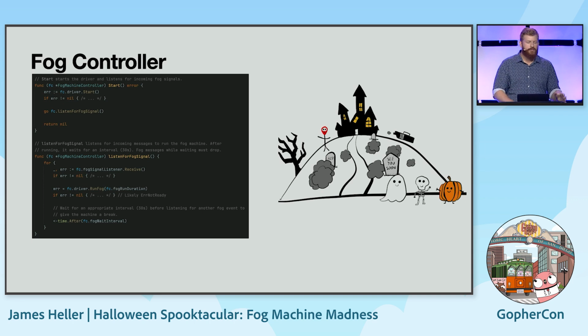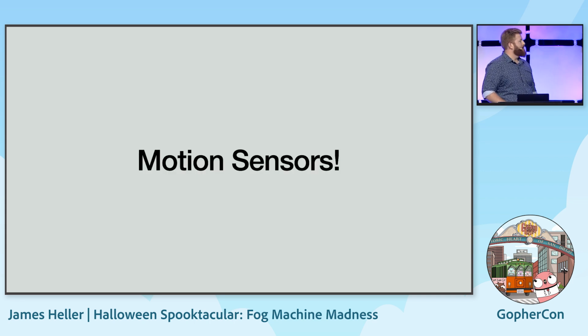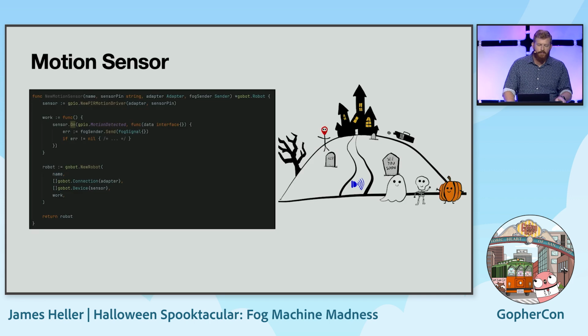So we know how to control the fog machine, but we still need to detect nearby trick-or-treaters. And the way that we do that, as Angelica would love, is motion sensors. Looking at the motion sensor code, fortunately, GoBot has a built-in driver. So all we have to do is instantiate that motion sensor driver, define a work function, and return the GoBot robot. If you look at the work function, that's where the magic happens. We wait for a motion-detected signal, and when that signal on the sensor triggers, we then send a fog signal. And that signal goes from the motion detector down at the bottom of the hill all the way to the fog controller up at the top. And we get some fog.